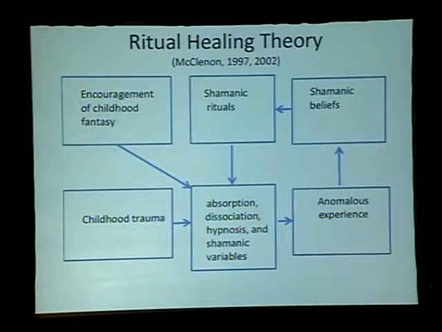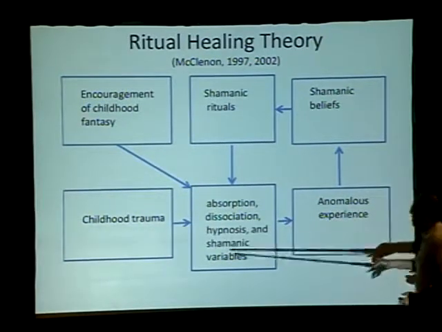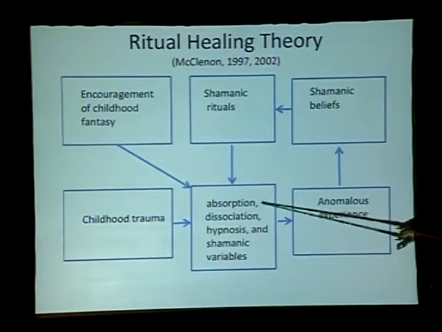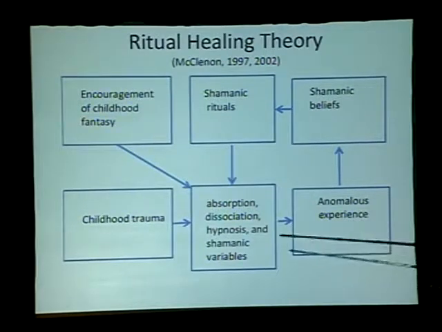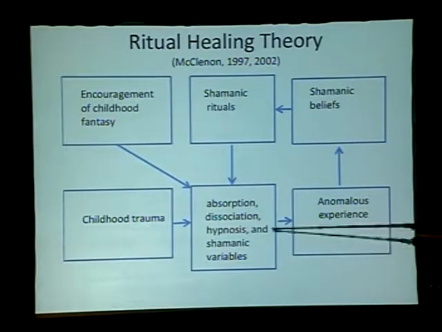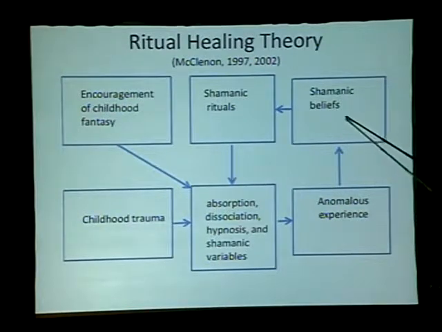So that led to what I call a ritual healing theory. Here's how it works. Childhood trauma leads to what I call shamanic variables: absorption, dissociation, hypnosis, and some other variables. The variables lead to anomalous experience. This is a correlation. There are about a dozen studies. The correlation is in the neighborhood of 0.3 or 0.4. It's a very replicable experiment. The anomalous experiences lead to shamanic beliefs. This is known as the experiential source theory. People have the experiences that lead to some powerful beliefs.